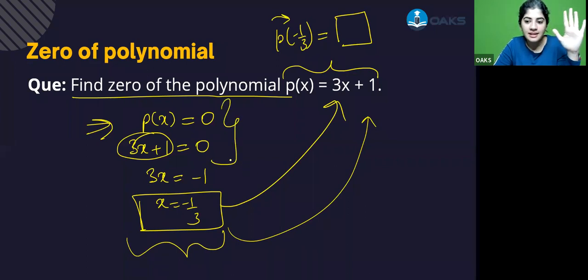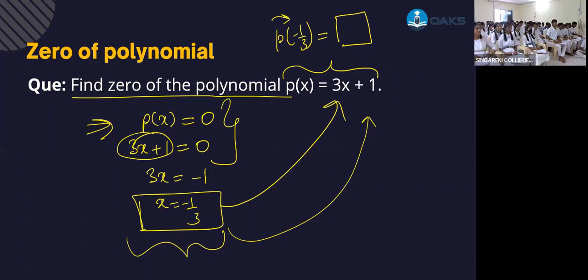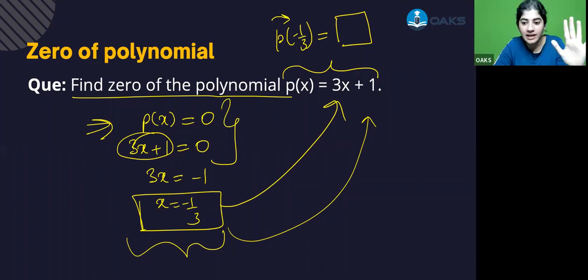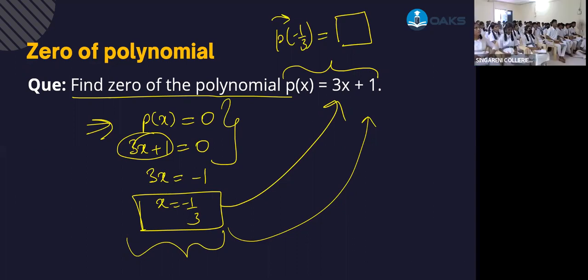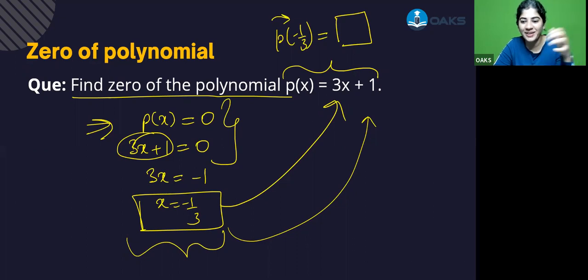Do you understand this thing? Yeah. Sure. If you have any doubt, you can ask me. Yes or no? No means you do not understand, you do not have any doubt. Yes?